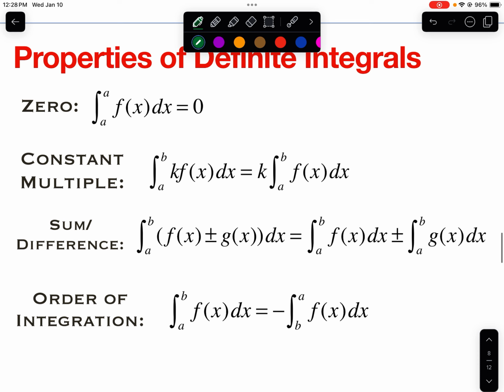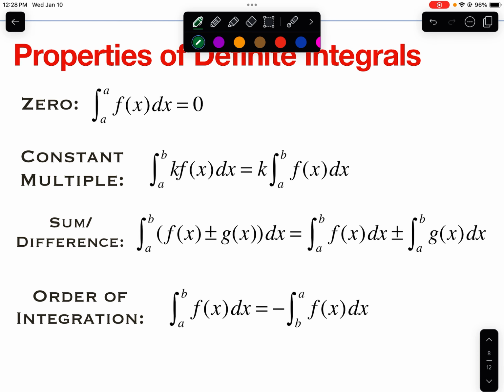Another technique that we can use to evaluate definite integrals, though, are using some properties of definite integrals. I'm going to go through a couple here, and they all have names. Whether you remember those names or not is not incredibly important, but we will use these to help us actually evaluate some integrals here in a moment.